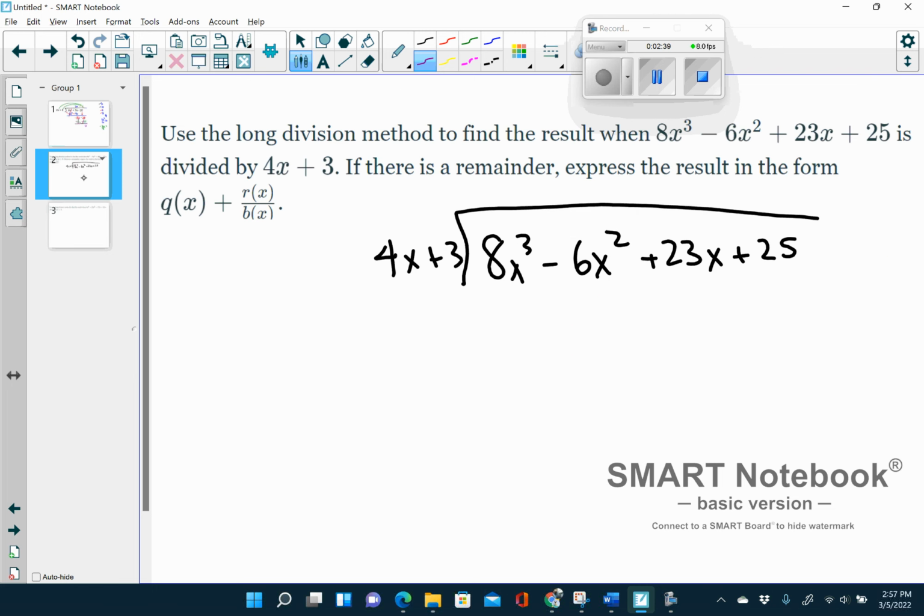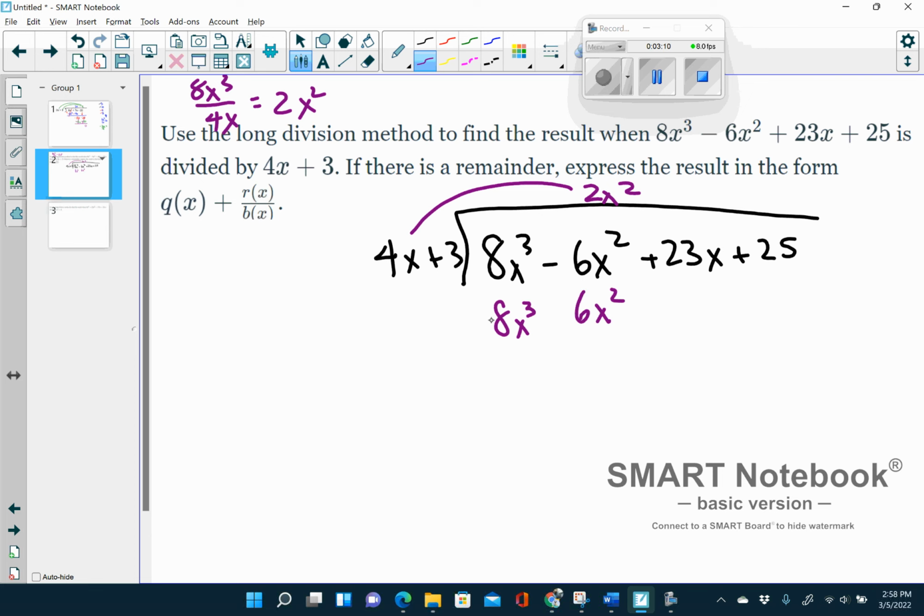Okay, we're going to do this one as well, same thing. 4x goes into 8x cubed, so 8x cubed divided by 4x. Just look at the first term, okay? That's going to give you 2x squared. So I'm going to put that up here, 2x squared. After you divide, you're going to multiply. So 2x squared times 4x is 8x cubed. 2x squared times 3 is 6x squared.